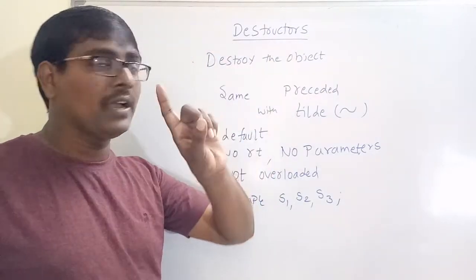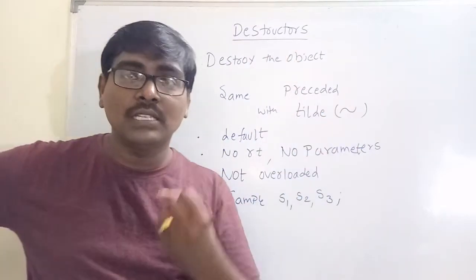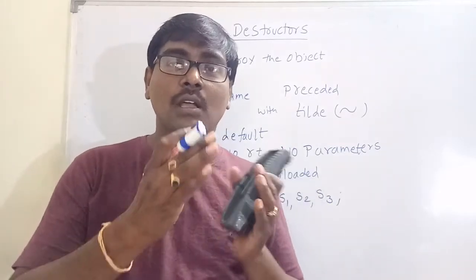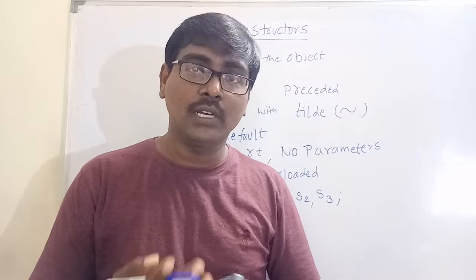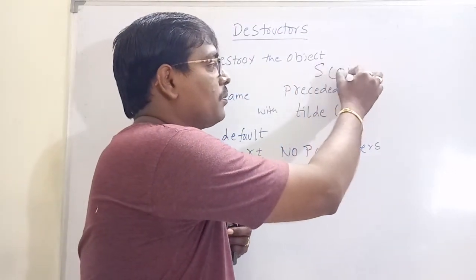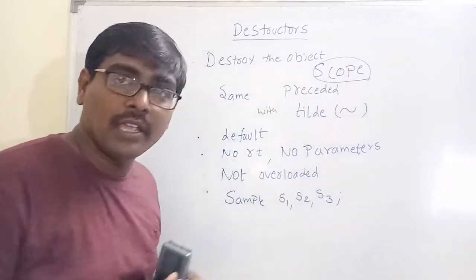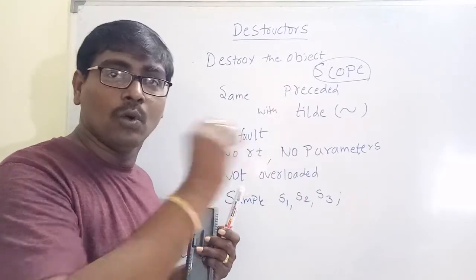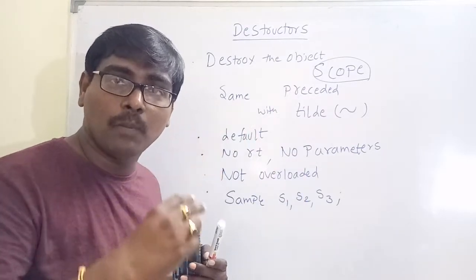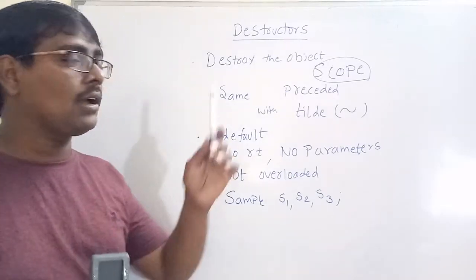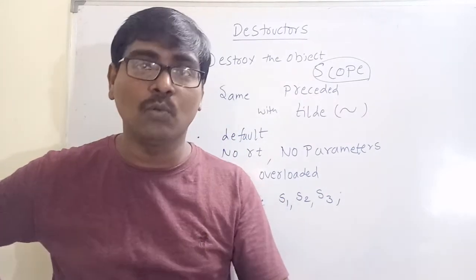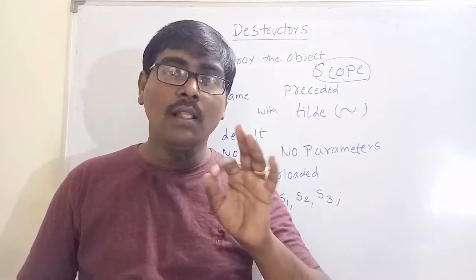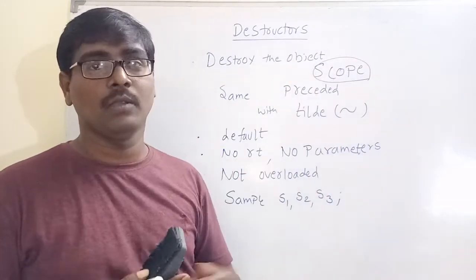And finally, when an object comes out of the scope, then the object is destroyed. Here, what do you mean by scope? Either local or global. Local means if an object comes out of a block, automatically that object along with its contents is removed. Global means if an object comes out of the program, all the contents of the object are removed.